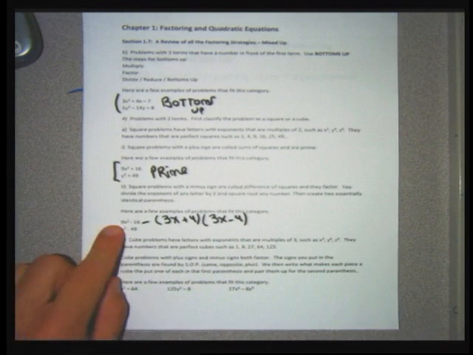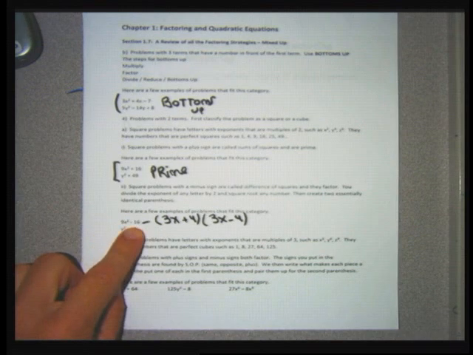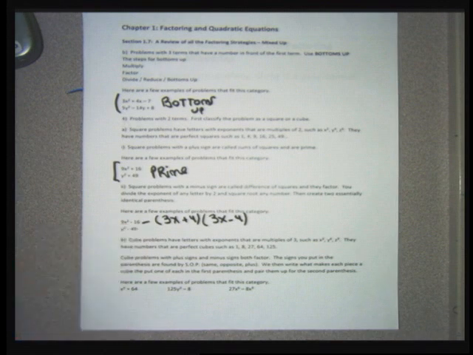You square root the numbers. Square root of 9 is 3. Square root of 16 is 4. I divide the exponent on the x by 2.